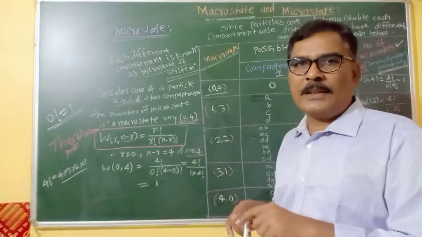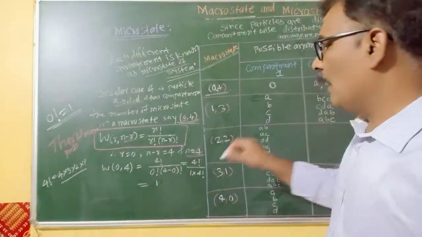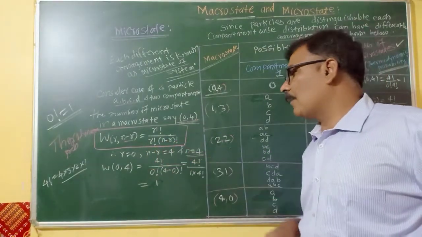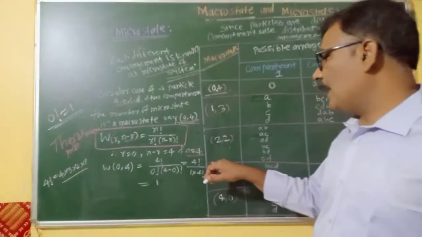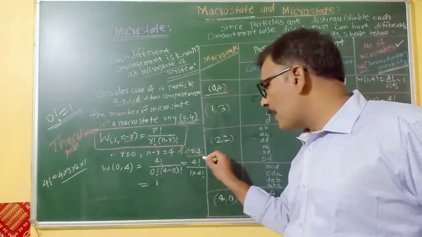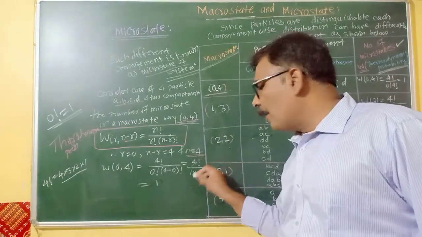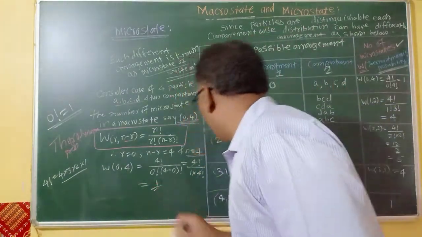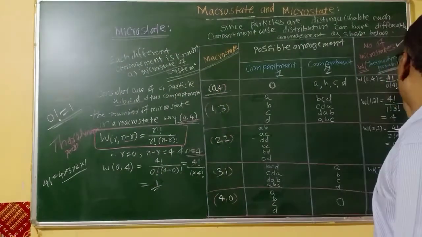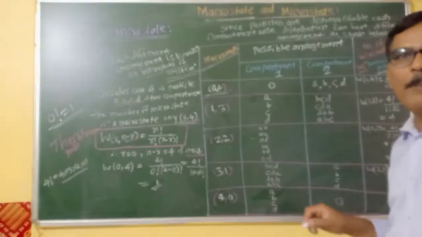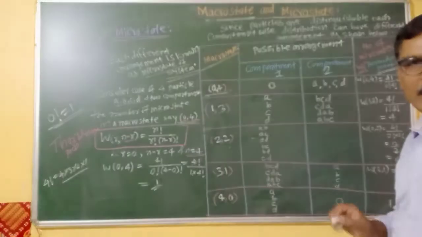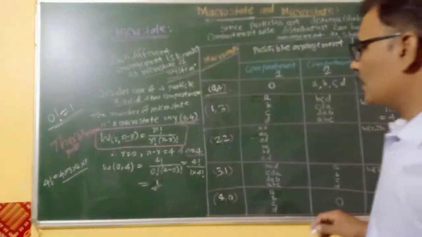Now how are these macrostates distributed in the microstates? See here. What is the formula? N factorial divided by R factorial into (N minus R) factorial. Substitute the values. We get 4 factorial divided by 1 into 4 factorial. 4 factorial is cancelled with 4 factorial. 1 upon 1. The answer is 1. Means the macrostate 0 and 4 gets only one microstate. Understand?